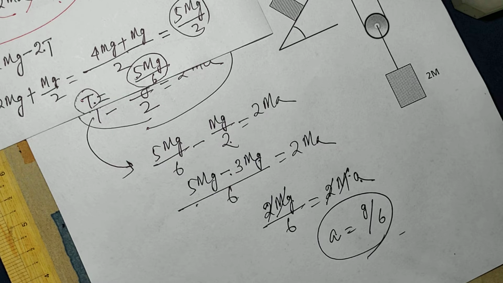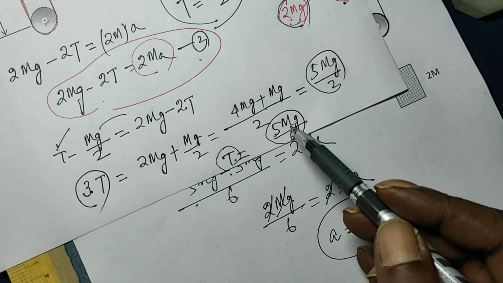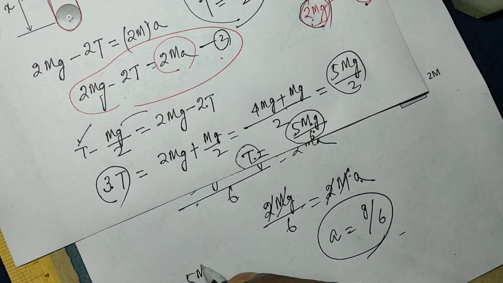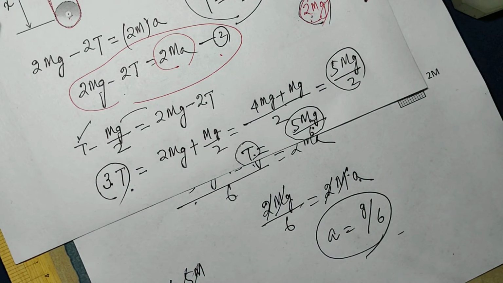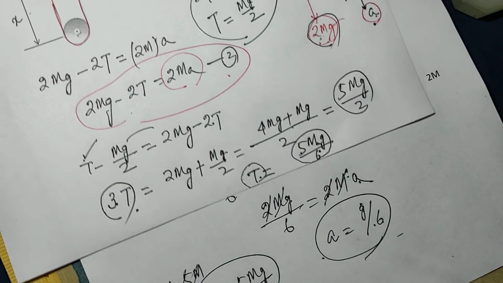That is all about it. If you want to find the tension, there is no need to put it here, because the tension is free from any acceleration. So the tension is equal to 5mg over 6, and your acceleration is g by 6.